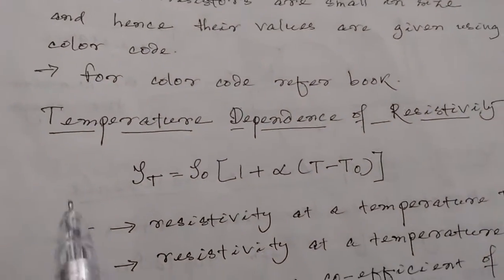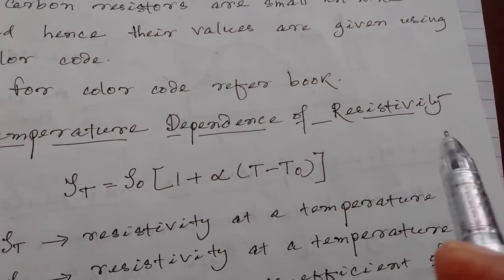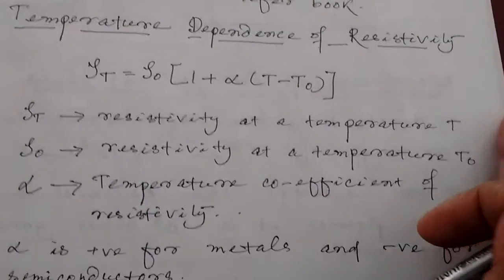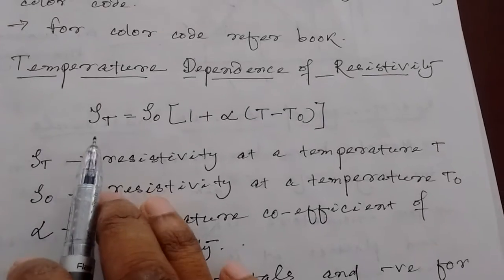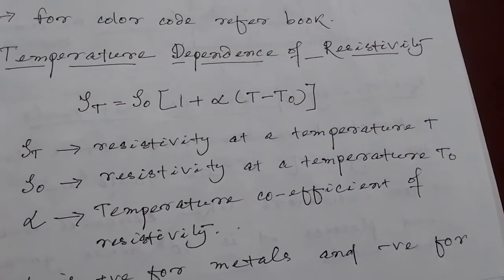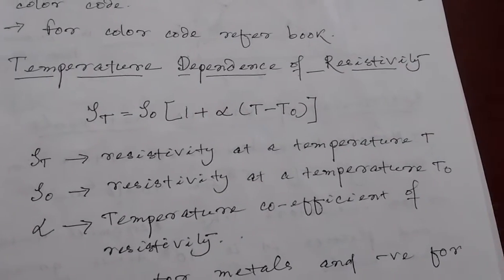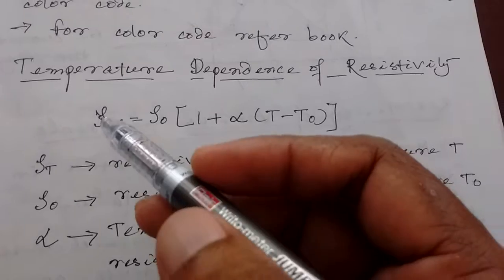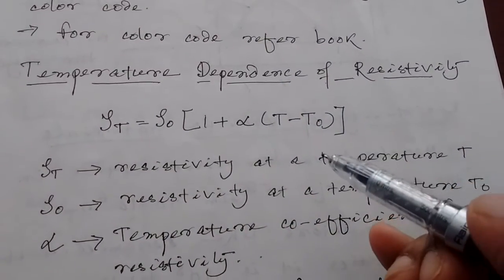So next topic is temperature dependence of resistivity. Okay, here is the formula. rho T is equal to rho naught whole into 1 plus alpha whole into T minus T naught. Okay, very simple formula. You have already gone through a formula like this in the 11th chapter, in your solid chapter.